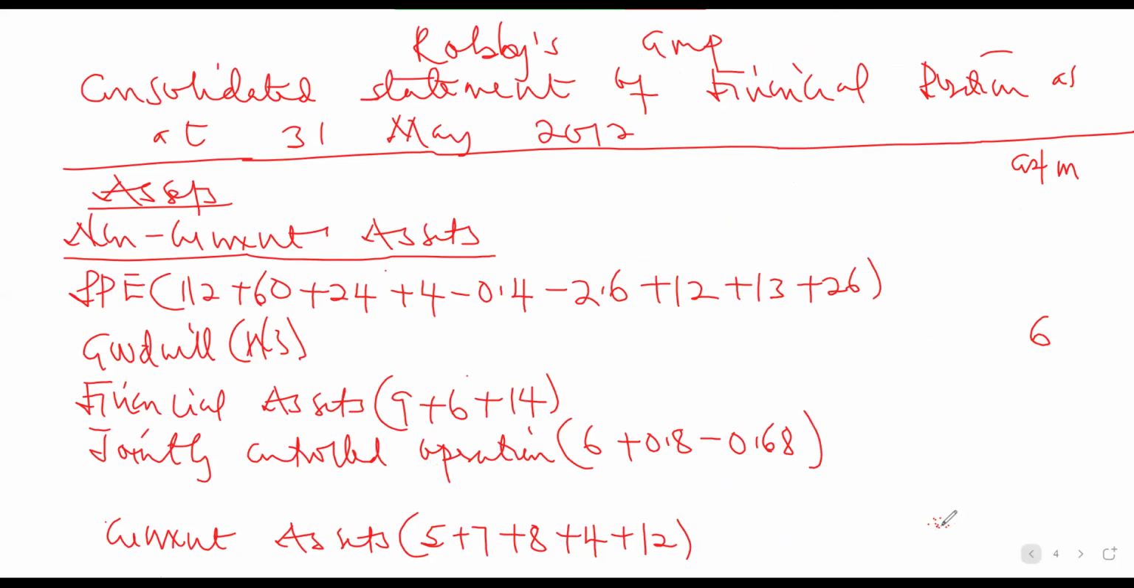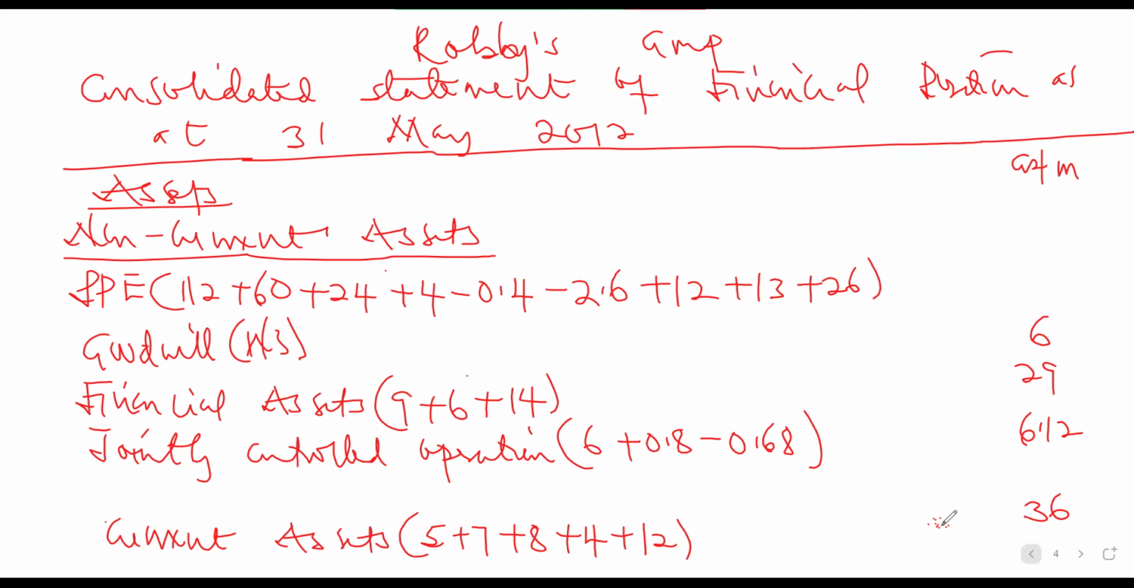So this will give us 6 plus 0.8 minus 0.68, so 6.12. 15 plus this one will give us 29. 9 plus 6 plus 14, that will give us 29. Okay. So someone should take the non-current as PP for us. 5 plus 7 plus 8 plus 4 plus 12. So I'm having 36 as the current asset.